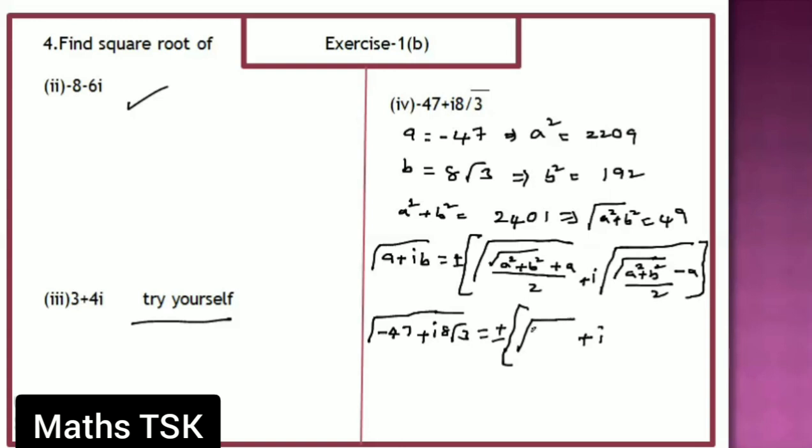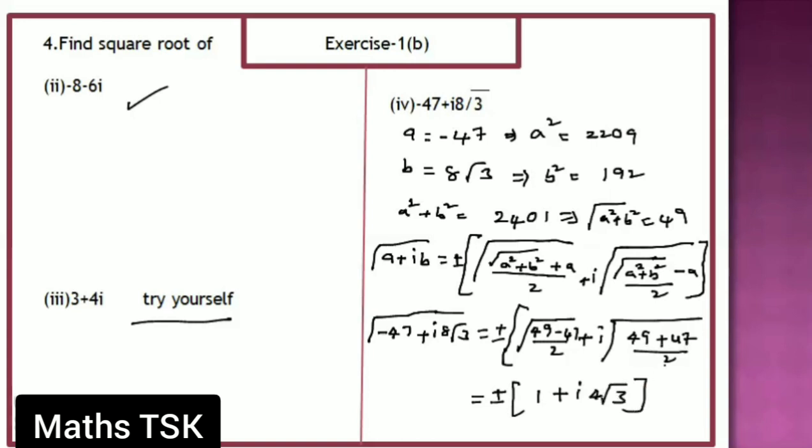There is 49 minus 47 by 2 under root, and 49 plus 47 by 2. Root of a square plus b square plus a, a is minus 47. So I can write this as plus or minus root of 2 by 2, which is 1, plus i into root of 96 by 2. 96 by 2 is root of 48. Root of 48 is 16 into 3, I can write it as 4 root 3. Okay. So remaining problems you can try yourself.